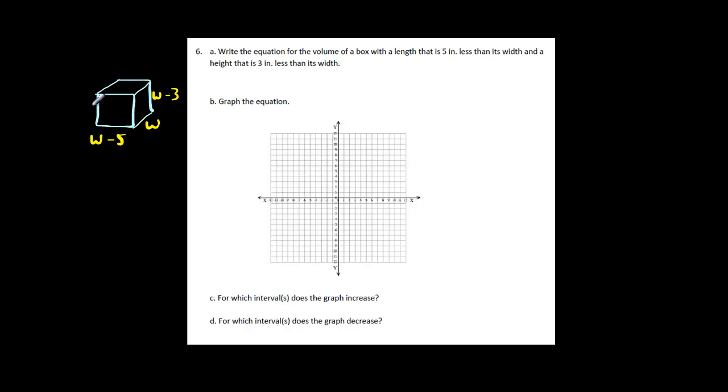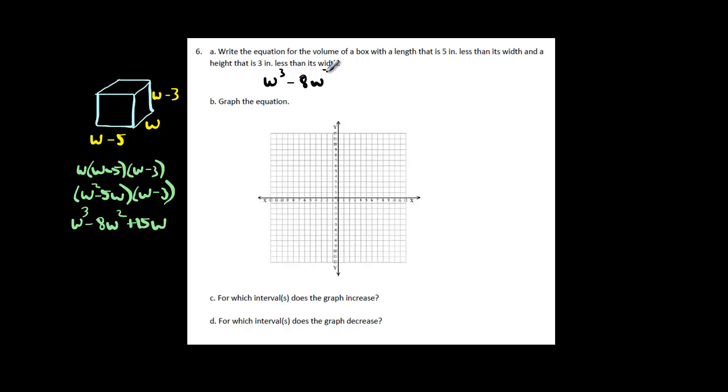To get the equation for the volume, you're going to have W times W minus 5 times W minus 3. So let's first multiply this in. We're going to have W squared minus 5W times W minus 3. And then when you FOIL this out and collect your like terms, you're going to have W cubed minus 8W squared plus 15W. So that's going to be your equation. We'll just say it's the function.